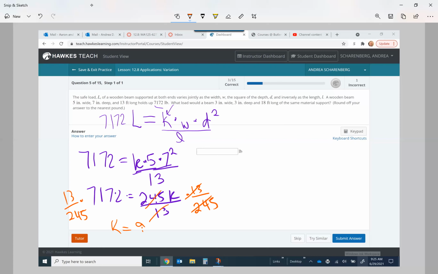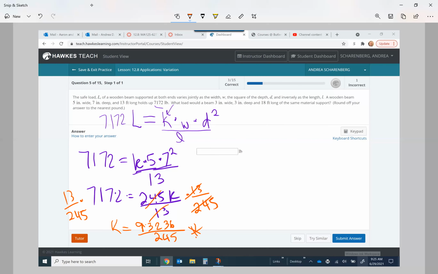And what I'm going to leave up here is I'm going to take 7,172 times 13, which is going to be equal to 93236 divided by 245. And I'm going to keep that. I'm not going to go decimal. Sometimes it makes your problem slightly off. Okay, so now that I found the K, now I can go on to the second part of this problem.